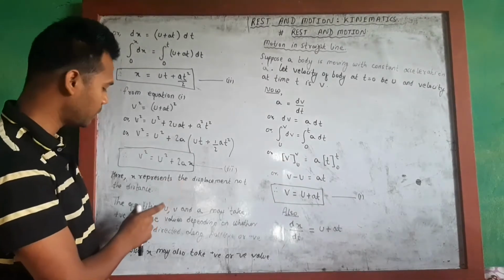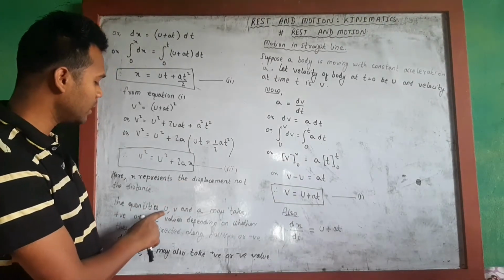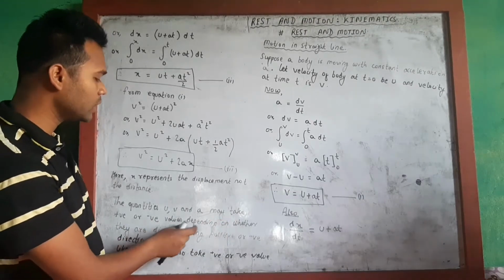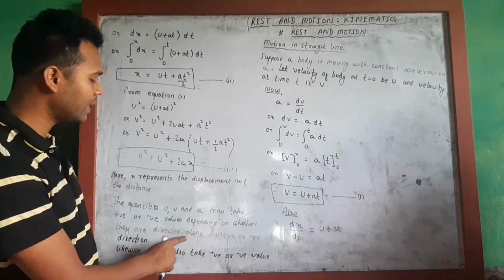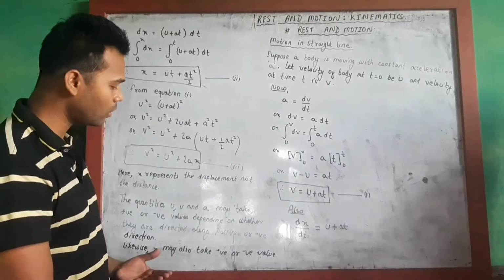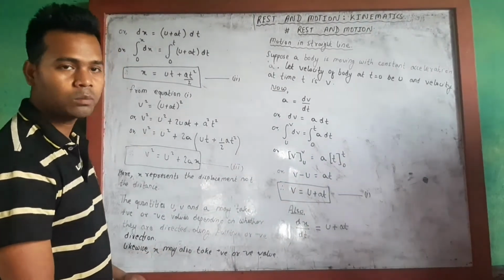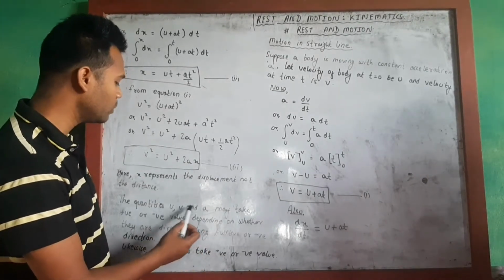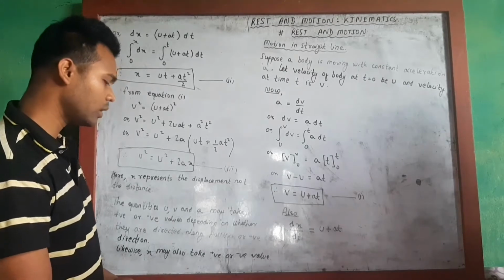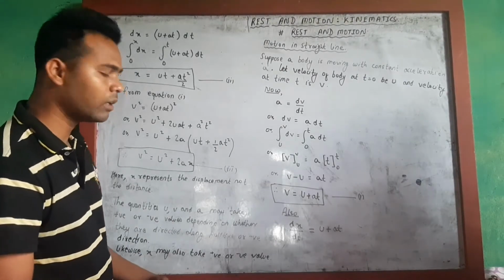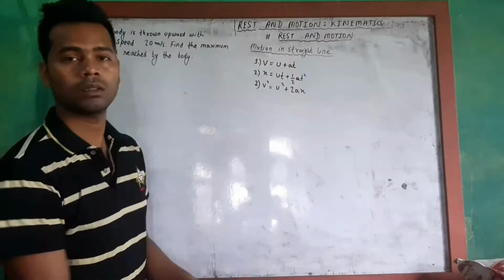x represents the displacement. The quantities u, v and a may take positive or negative values depending on whether they are directed along the positive or negative direction. That means depending on which direction the body is moving, the quantities u, v and a may take negative or positive values. Likewise, x may also take a positive or negative value.